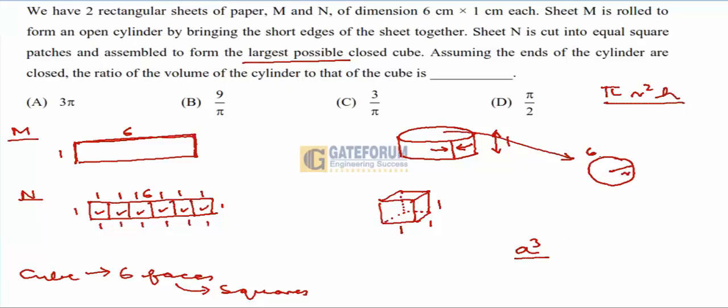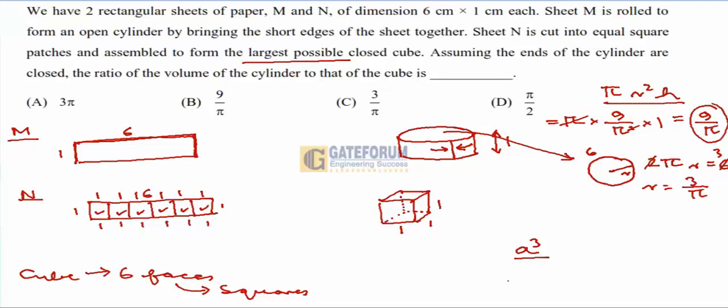Now we know that the circumference of a circle of radius r is given by 2 pi r, and hence here 2 pi r is equal to 6. Now as a result of that, we can say that r is equal to 3 by pi. So let us substitute for the volume. The volume would be pi into (3 by pi) whole square, that is 9 by pi square, and h is 1, so that is 1. So the result would be 9 by pi. This is the volume of the cylinder.